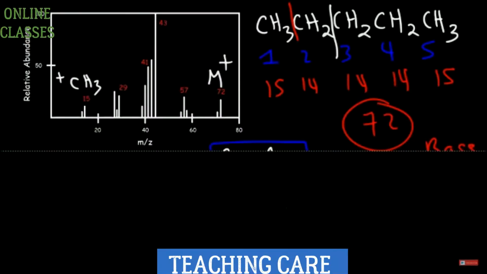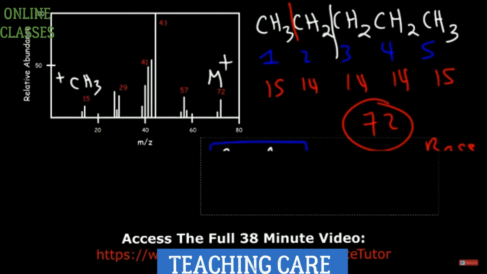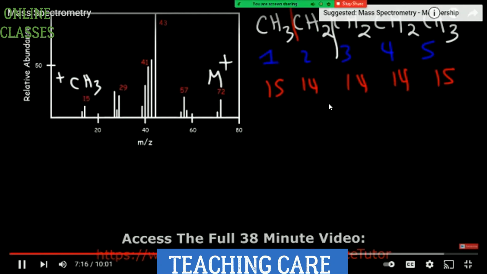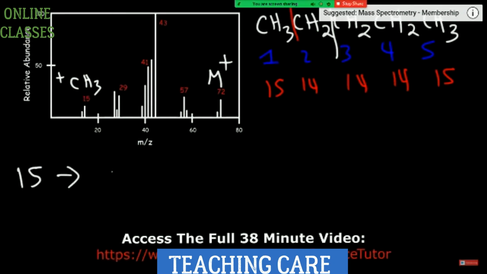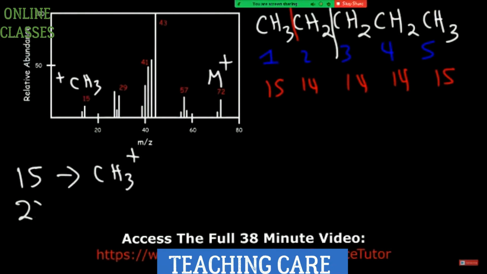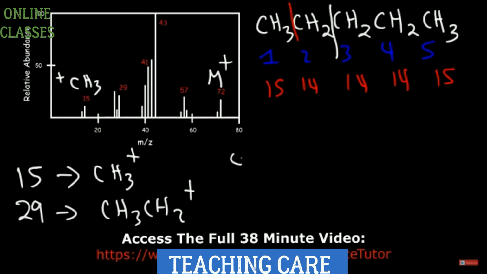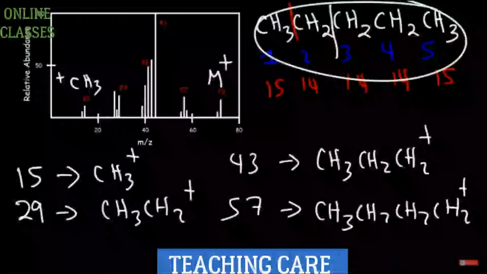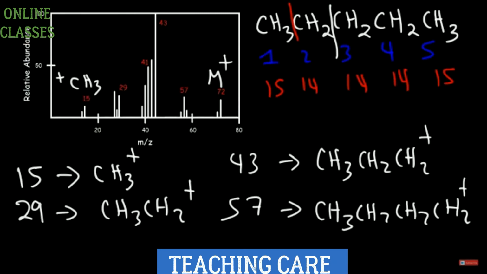Now let's clear away some of the stuff that we have on the board. At this point, we've identified all the peaks. The peak at 15 corresponds to the methyl cation. The peak at 29 corresponds to the ethyl cation. The peak at 43 corresponds to the propyl cation. And the peak at 57 corresponds to the butyl cation. At 72, it's the original compound that lost only one electron, the 5 carbon group.